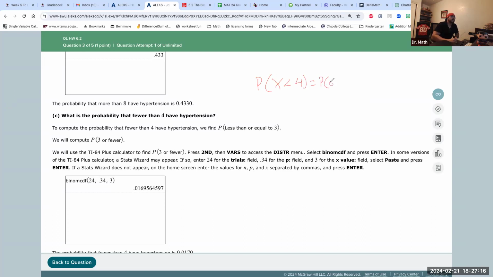So less than 4, I start at 0, plus a probability of 1, plus a probability of 2, plus a probability of 3. But look what it says, less than 4. So I don't include the 4 because it's saying strictly less than 4. So here I do not have to use the complement because I have all the numbers.